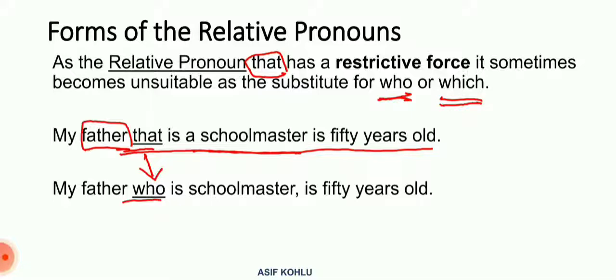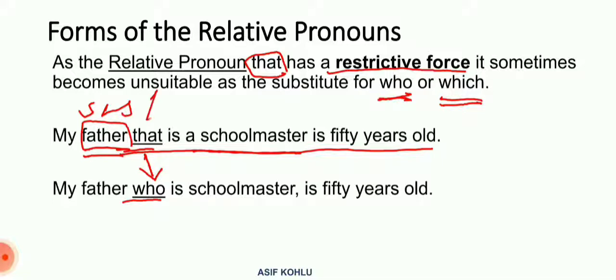Now here who is not restricting or limiting the clause. That is why it says my father who is a schoolmaster: I have only one father, who is a schoolmaster and his age is 50. As I said earlier, in most cases we prefer to use the relative pronoun that, but when the sentence carries the restrictive force and gives the meaning of more than one, then we prefer to use who or which.